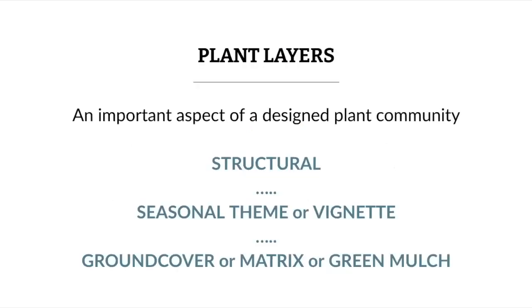Okay. So the idea is, and I don't know how many of you know about this already, but this is amazing. So when you are planting any garden, even if it's native, that's awesome. This is inspired by native plant communities, but it doesn't have to be a native plant community type of garden to use this concept. You're going to have 3 layers vertically when you're designing. And the 3 are structural, which I'll explain in a second. Seasonal theme or vignette. Kelly Norris uses the term vignette, and Planting in a Post-Wild World uses the word seasonal theme, but they're the same idea. And then the bottom layer, you can call a ground cover, a matrix, or a green mulch, whatever you want to call it, but it's the same idea.